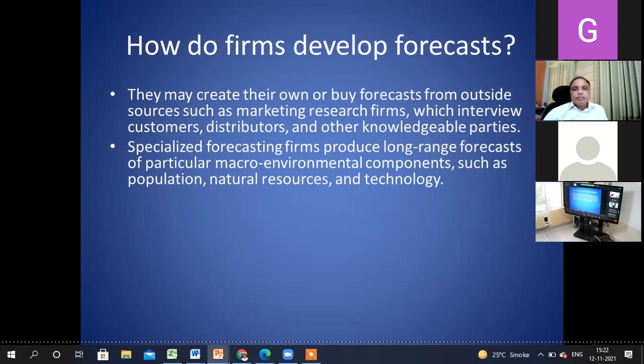Specialized forecasting firms produce long-range forecasts of particular macro environment components such as population, natural resources, and technology. So if you hire a company, this company will forecast for you, and they take care of technology, that 5 years down the line, what kind of technology will occur. For example, nowadays we are talking about drone. So very soon you will see, within 2, 3, 5 years. I saw a news yesterday.